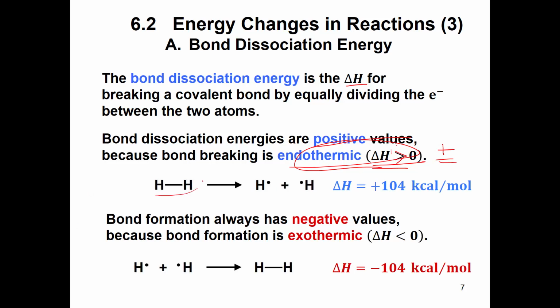So for a hydrogen molecule, H2, if I break that bond, then I'm going to have to put some energy in there to tear those two things apart. So it takes 104 kilocalories per mole to break this bond and separate these two hydrogens. If I'm going to form a bond between the two hydrogens, then I'm going to be releasing energy, because bond formation is exothermic, and so the change in energy is negative 104 kilocalories per mole.